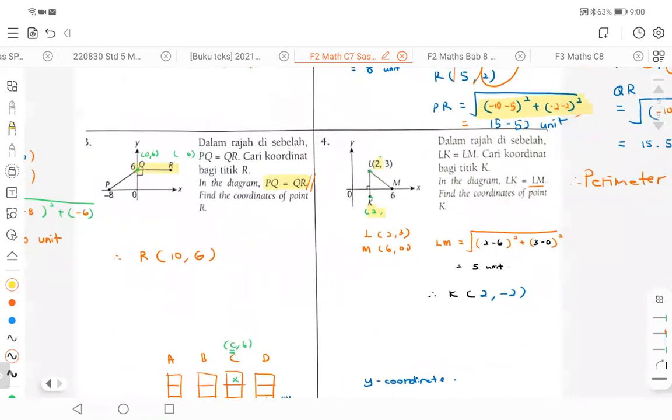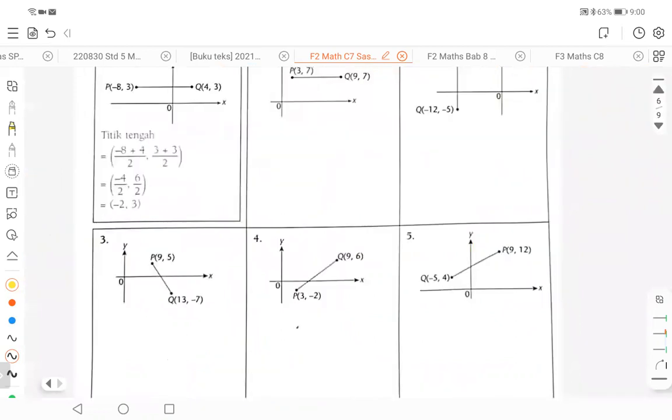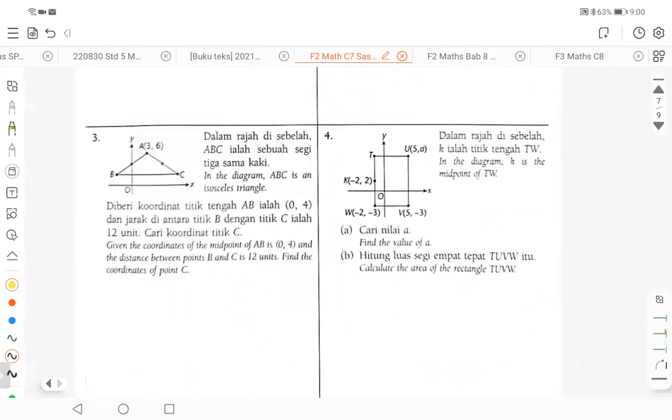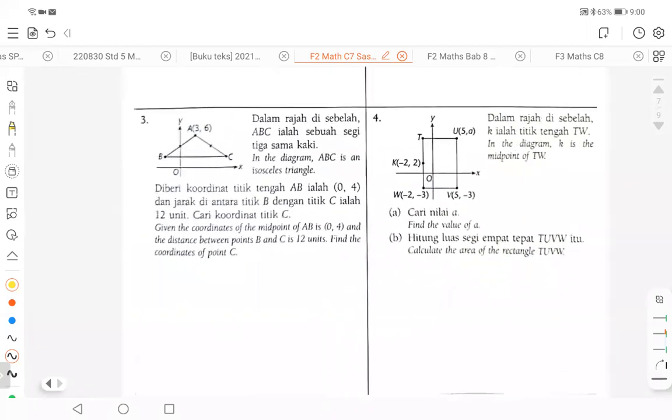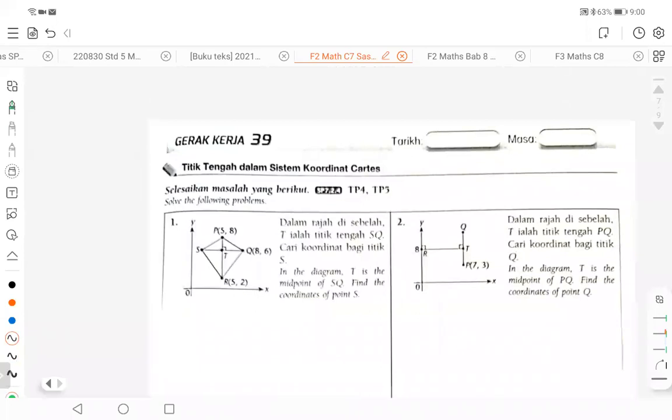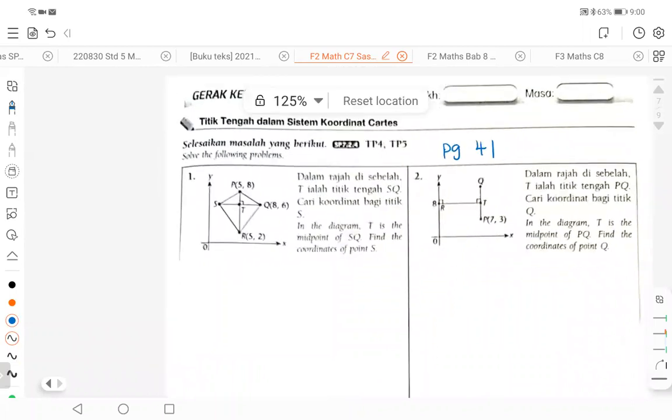Okay, so everyone can follow. We'll move on to the next page. Midpoint means a point in the middle of a line segment. When we want to find the midpoint, we add and then divide by 2. The answer for a midpoint will always be in coordinate form, because point means coordinate. Look at page 41, number 1.